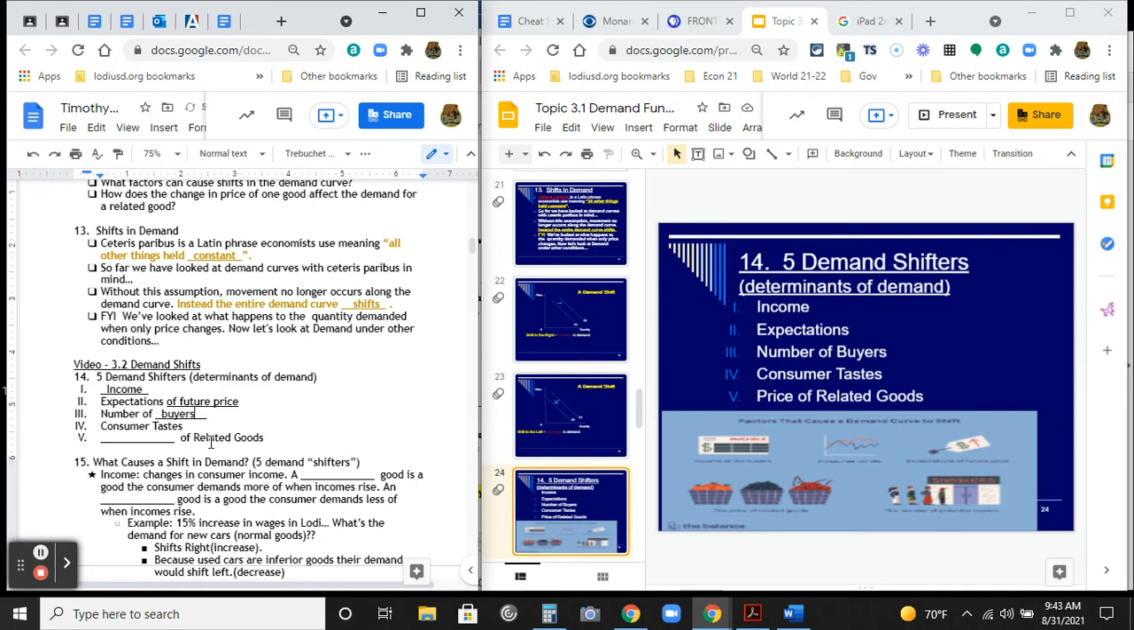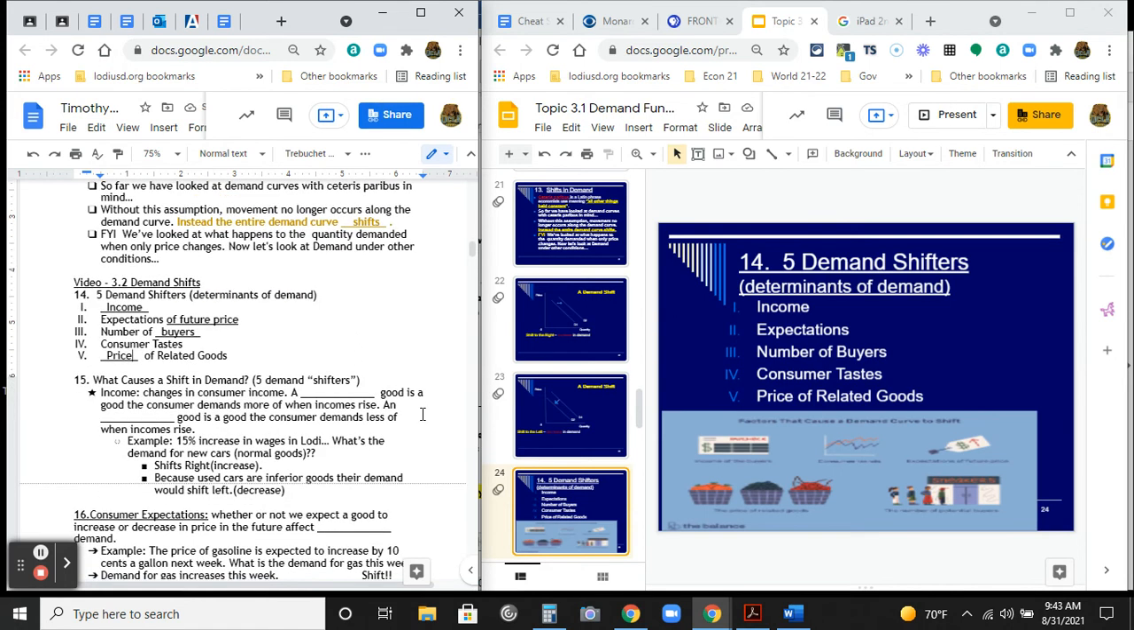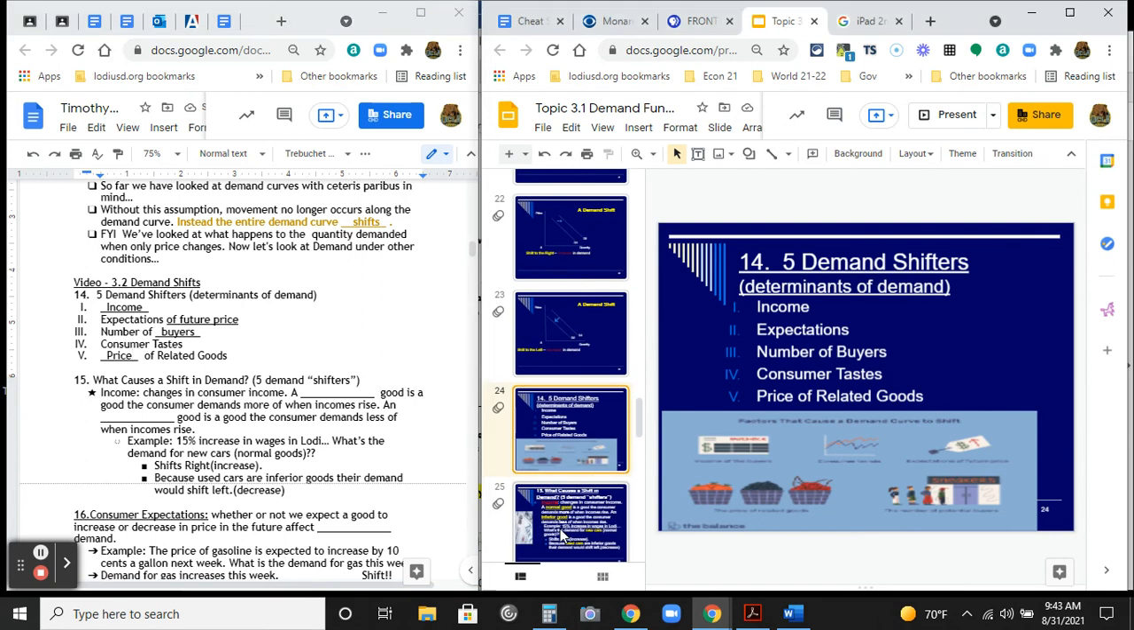Notice by doing it this way, consumer taste. Think of the pet rock. Think of the mood ring. These were fads, or I don't know, Beanie Babies, Cabbage Patch Dolls. Some things that have been fads throughout the years.